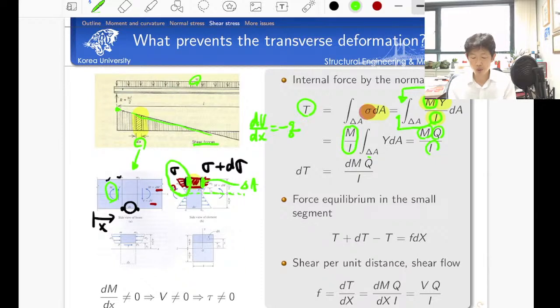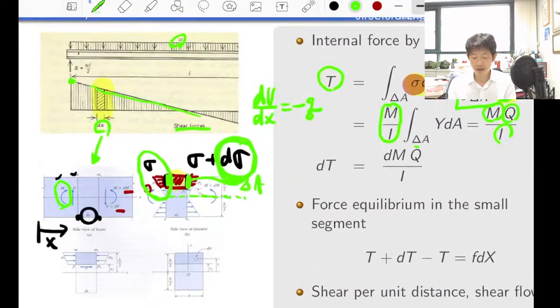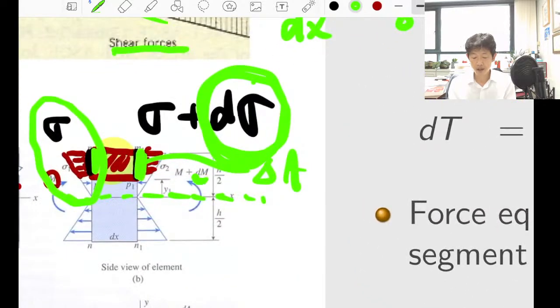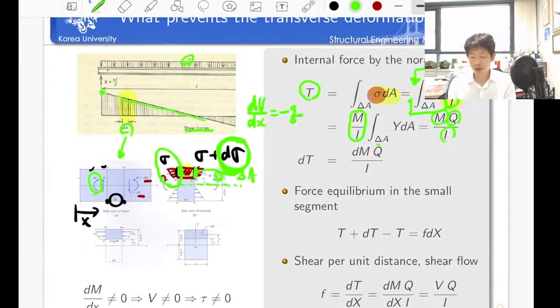Okay, this is what I did for the left hand side. So let's look at what happened in the right hand side. In the right hand side, my stress increases by the delta sigma. The delta sigma is caused by the change of bending moment. That's why my change of internal force must be given by the change of bending moment, not the change of first moment and the second moment of inertia, because we are talking about a beam section with constant cross section, isn't it, right?